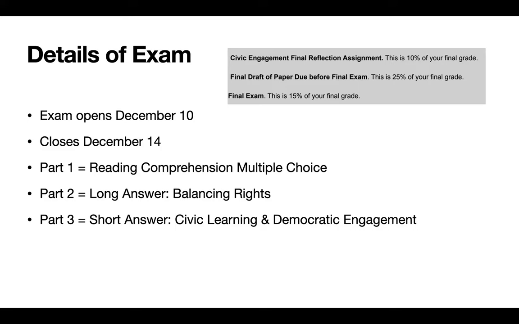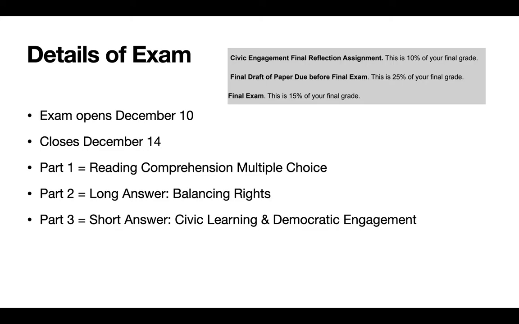Now, just to close, I want to give you the details of the exam. So over to the right, I just want to remind you that the final exam is 15% of your final grade. The final draft of your paper is 25% of your grade. And then this very brief but important civic engagement final reflection assignment is 10% of your final grade. These are the three things that you have left to work on before you're done. The exam will open on December 10th and it will close on December 14th. No exceptions. It must close on the 14th so I can get the grades done in time and send them in.